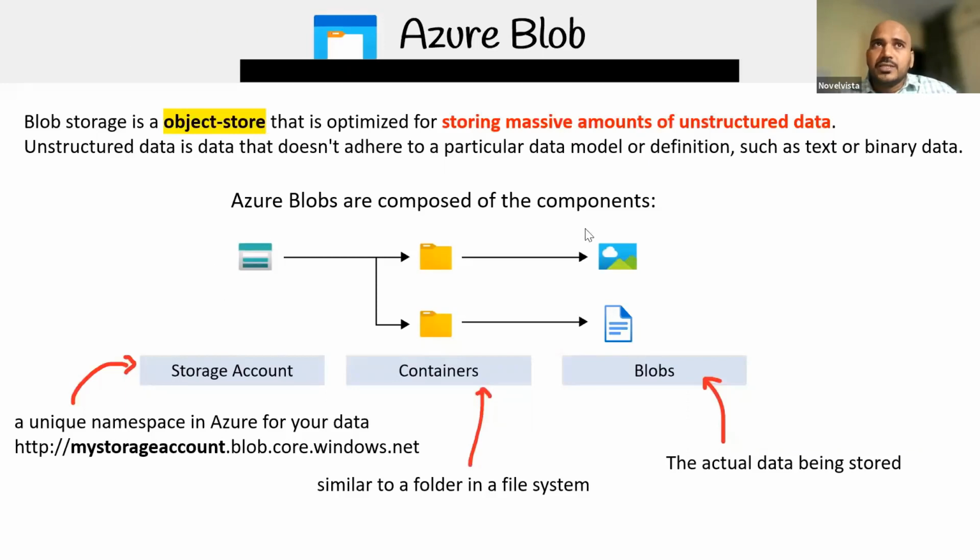Then comes blob. As I told you, blob is an object store. An object could be a file, a discrete file, or it could be a VHD. It could be structured data. I'm saying it is always unstructured data, the blob, because there is no structure to it. It could be text, binary, whatever. And you basically create a storage account. Inside that storage account, you create containers. Containers are nothing but folders. And inside folders, you keep blobs, like images, video files. We'll do that.